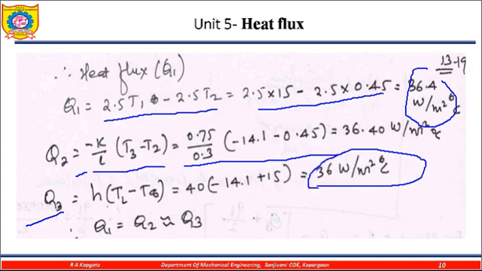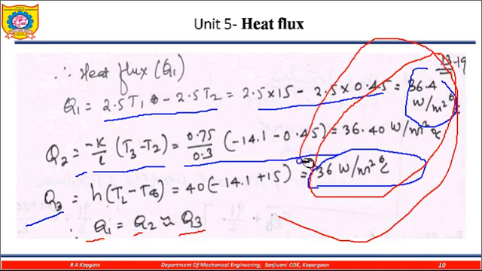Now see, all these values are constant, hence my solution is correct. Q1 is equal to Q2 is equal to Q3, hence whatever solution I am getting is correct. Hence this is concluded, the problem is correct.